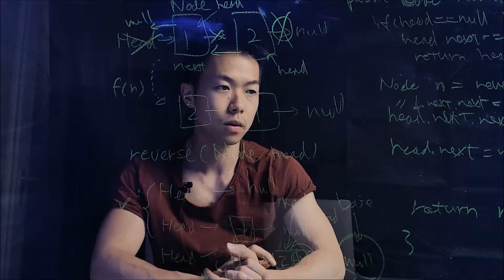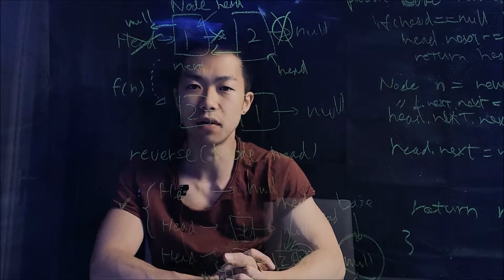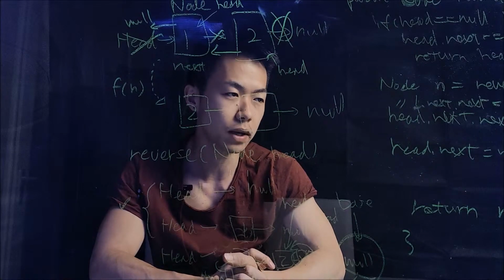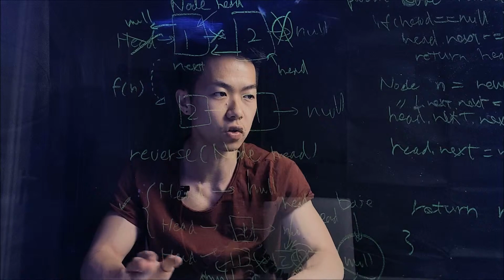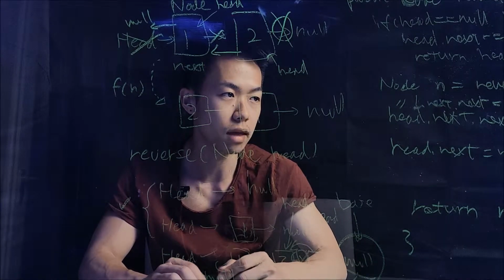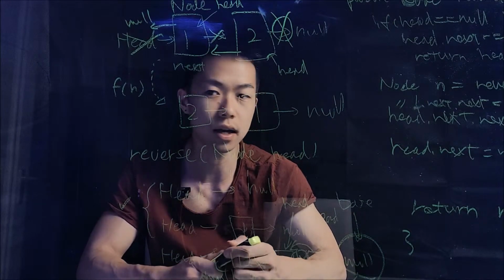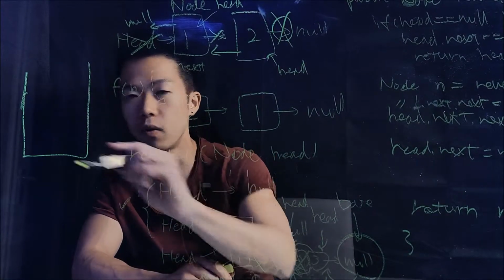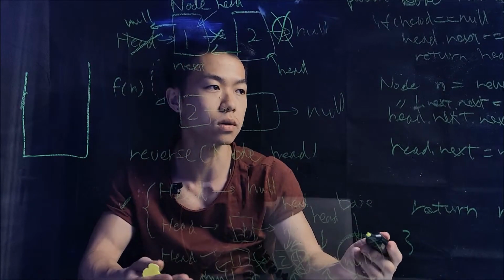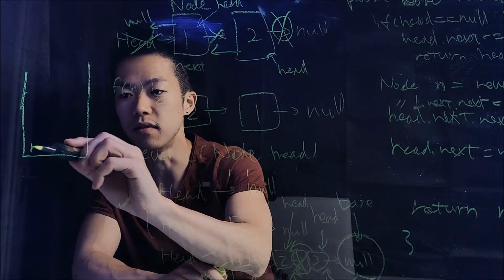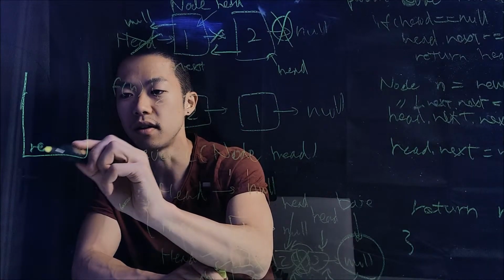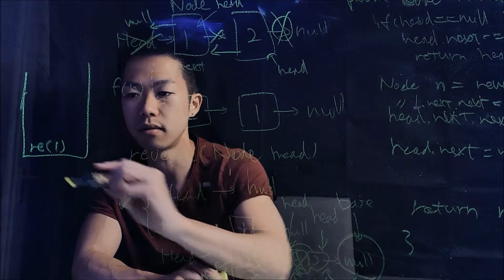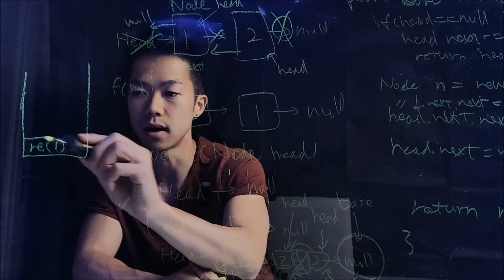It's pretty complicated. I remember when I first learned about this, it took me maybe 5-10 times, over the course of a few years, to really understand it. And the trick here is to think about the call stack. When you make recursive calls, the first one is reverse with 1, right? This is the call stack.